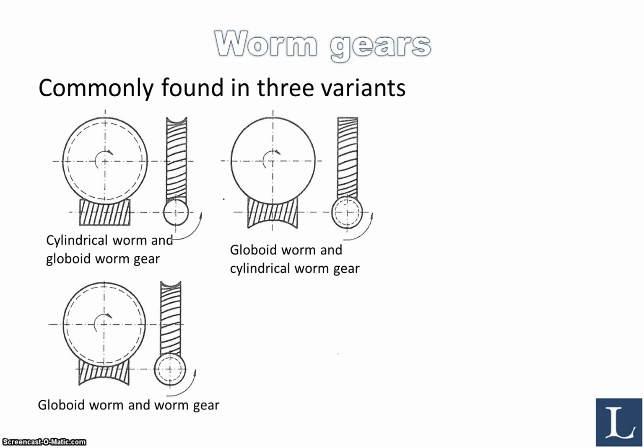Typically you find three variants of worm gears. You have the cylindrical worm, as shown right here, and a globoid worm gear, where you have this shape of the worm gear. You may also have the opposite, with a globoid worm and a cylindrical worm gear, as shown there. Or you will have a globoid shape on both the worm and the worm gear. So these are the three variants that you would commonly encounter.